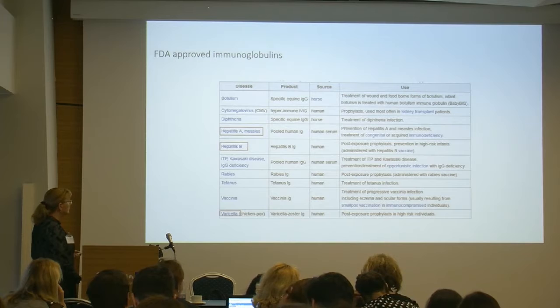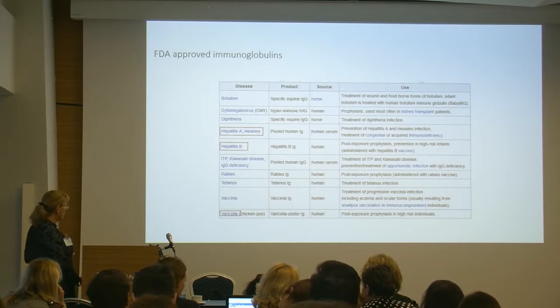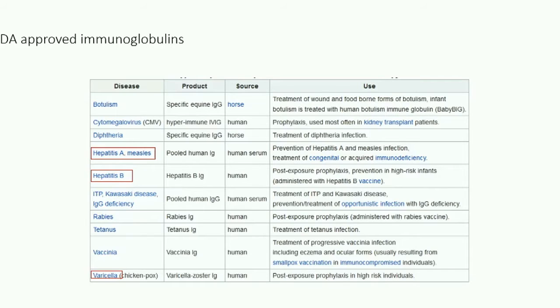So we have a lot of different immunoglobulins on the market. Usually for the hospital we use non-specific immunoglobulins, which are used for protection against measles. We have hyperimmunoglobulins for hepatitis B and varicella.